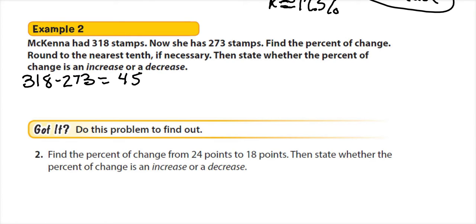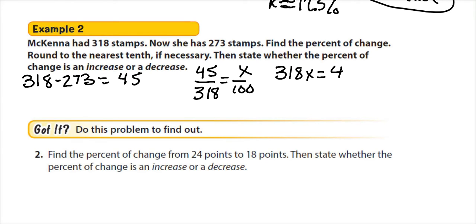All right, so it's change over original, so that would be 45. The original amount she had was 318. We're finding the percent of that, so that's x over 100. We're going to cross multiply, so that's 318x equals 4,500. We're going to divide that by 318.